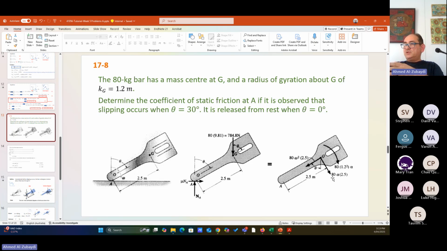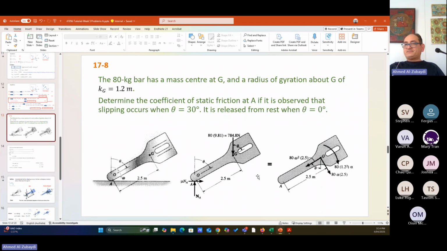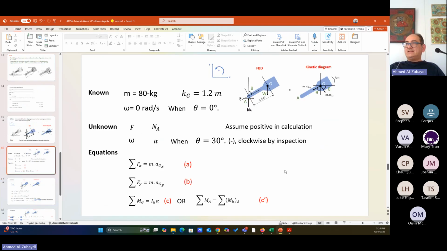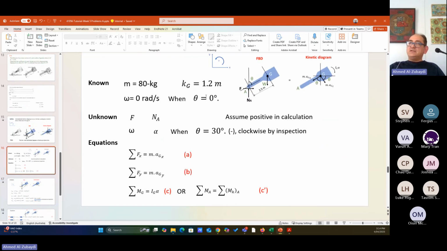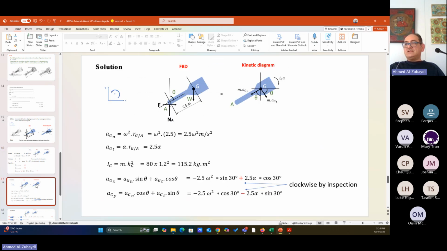Okay, so we start with the free body diagram and the kinetic diagram. Once again, we have a normal and this is the tangential acceleration, and this is the normal acceleration. We don't know what the omega is in the second state, and we don't know what the alpha is in the second state. So once again, I just resketched them by hand, and then I defined the equations we're going to use, defined the parameters given to us, and started to apply the equations. So first I started with finding the accelerations in the normal and tangential directions, and calculated the IG because we know the mass and we know the radius of gyration.